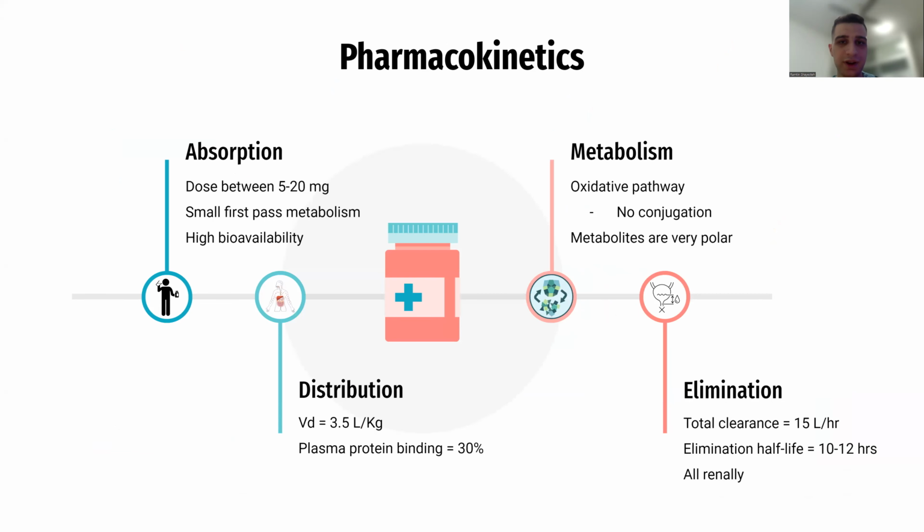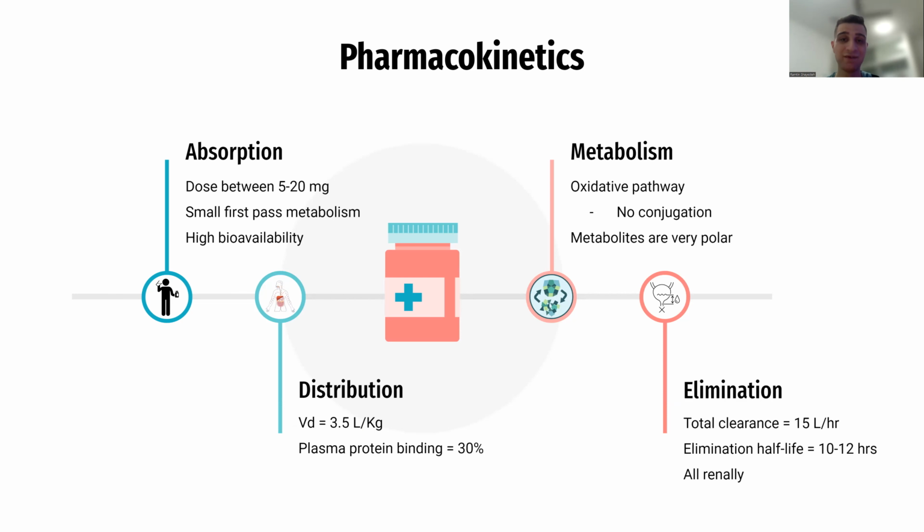Starting off with the pharmacokinetics of Concor, which is what the body does to a drug, I'm going to go over the four familiar processes of ADME. Starting with absorption, Concor is given as an oral drug. It has an initial dose of 5 milligrams, but depending on your condition, your physician can prescribe up to a maximum of 20 milligrams per day. Concor has a very small first pass metabolism rate of approximately 10%. Therefore, it has a high bioavailability of approximately 90%.